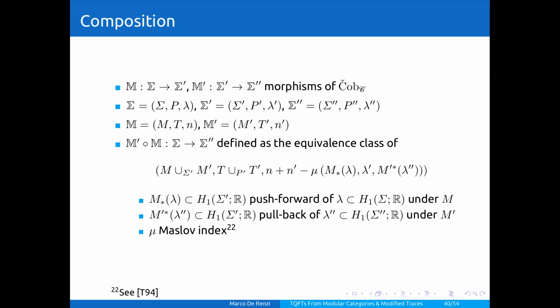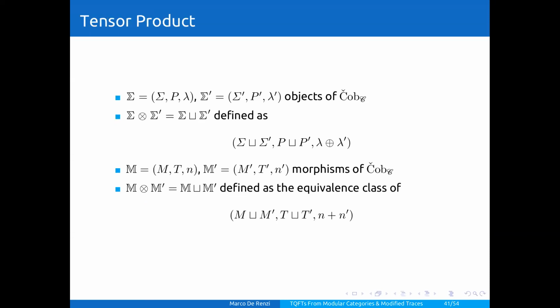And I'll move on quickly to the tensor product because this is very standard. In fact, nothing strange happens here. If you have two objects, then their tensor product is given by their disjoint union. So it's the disjoint union on surfaces and sets of marked points. And you need to take the direct sum when you consider the Lagrangian subspaces. But this is perfectly induced by disjoint union in some sense. And the same for morphisms. So in fact, the tensor product of two morphisms M and M prime is the triple M disjoint union M prime, comma, T disjoint union T prime, and then the signature defects are simply added. Okay, so this is truly the symmetric monoidal structure induced by disjoint union.